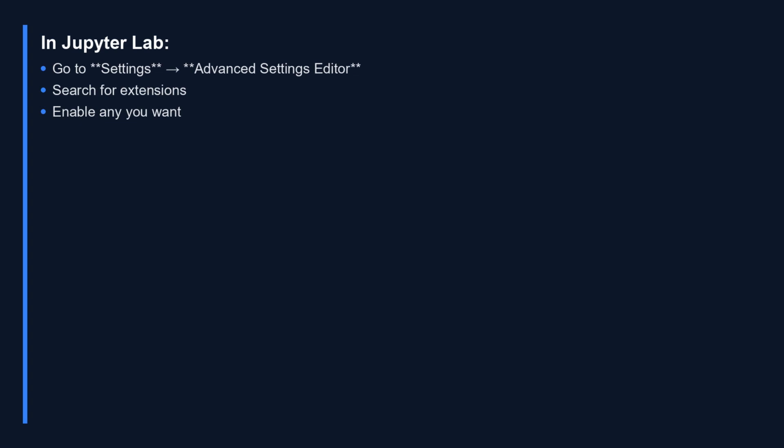In JupyterLab: 1. Go to Settings through the Advanced Settings Editor. 2. Search for extensions. 3. Enable any you want.